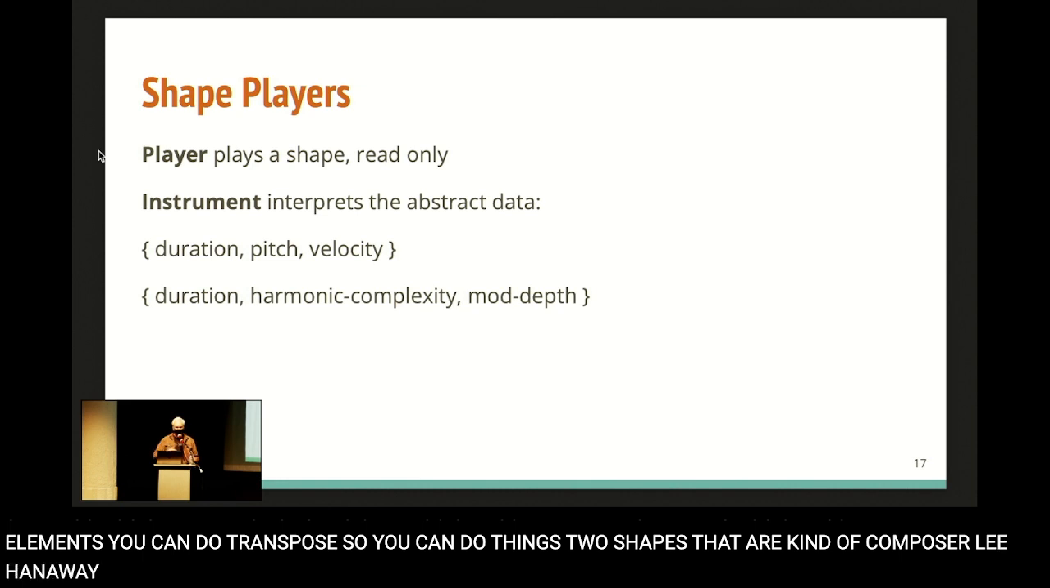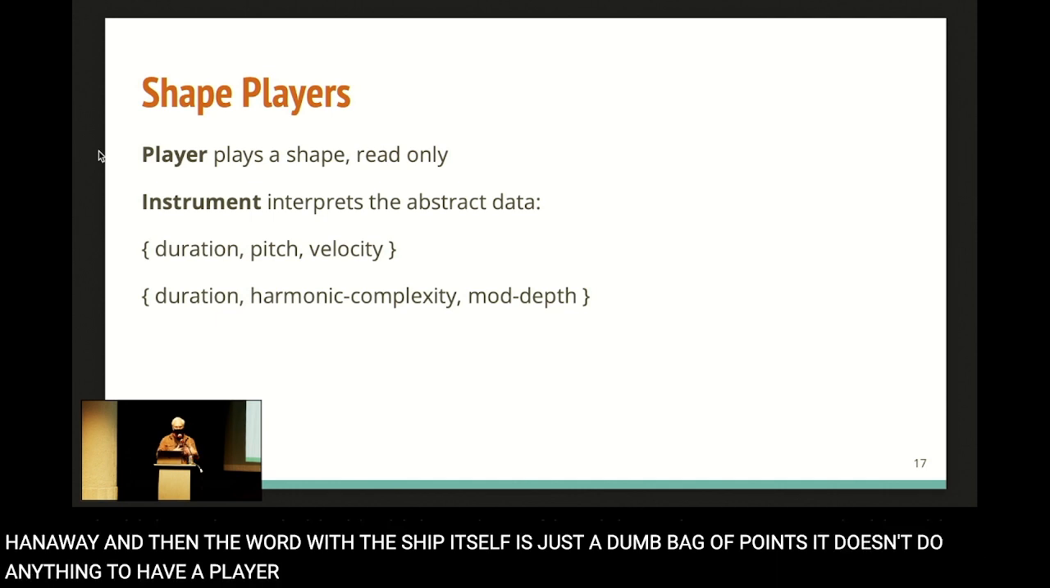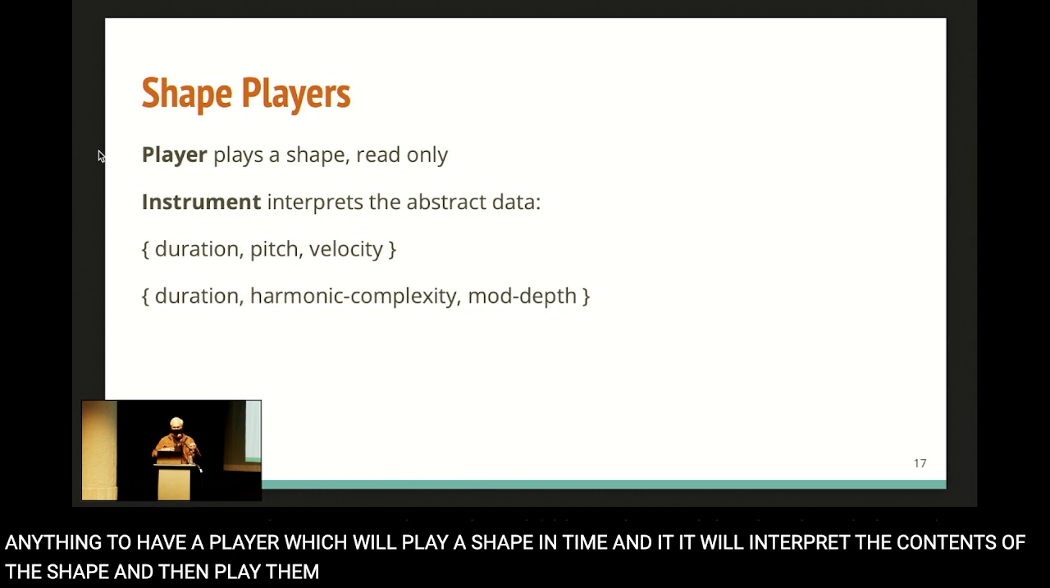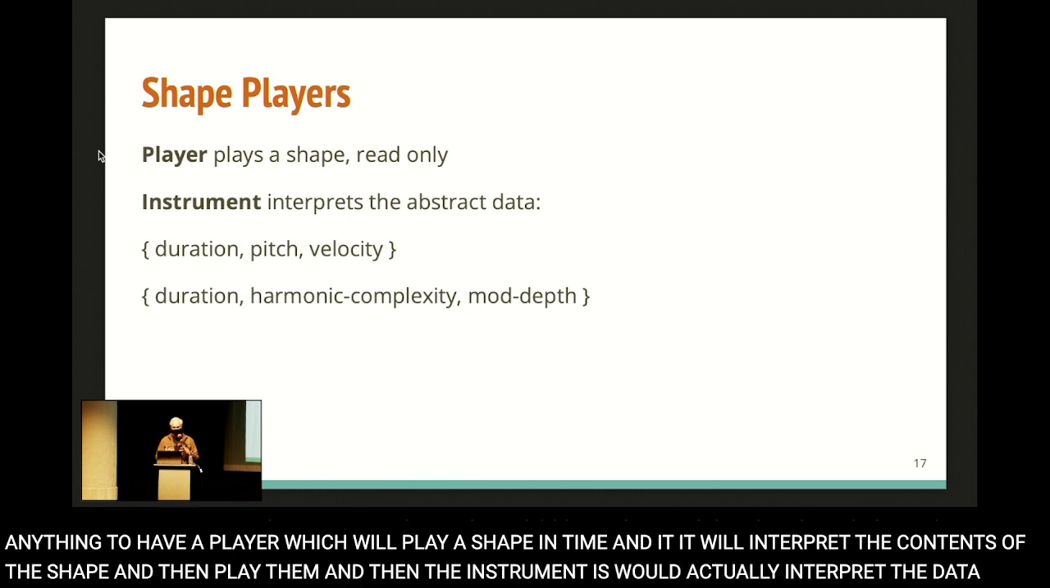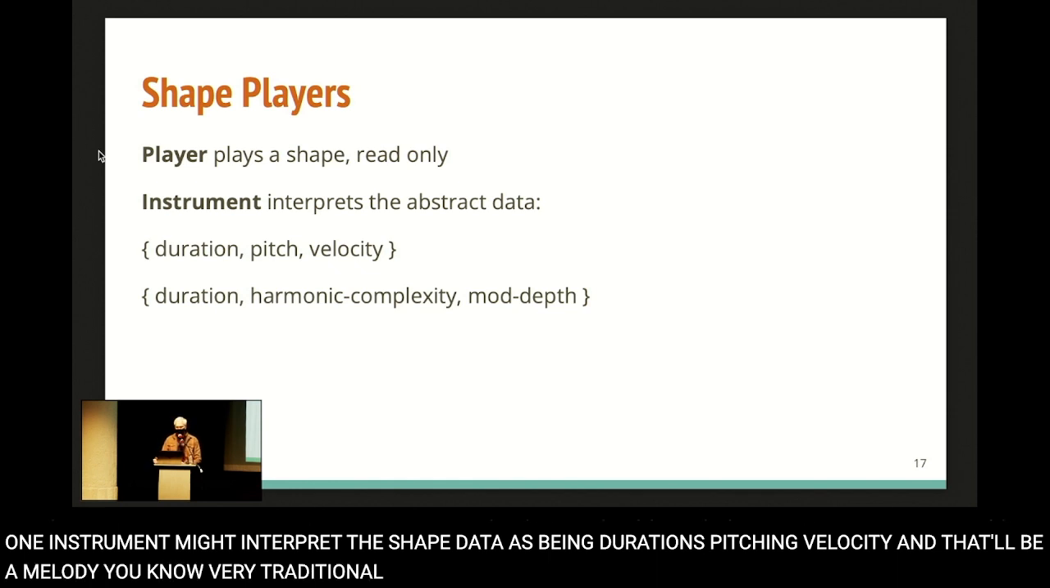But the shape itself is just a dumb bag of points. It doesn't do anything. So we have a player which will play a shape in time, and it will interpret the contents of the shape and then play them. And then the instrument is what actually interprets the data. So one instrument might interpret the shape data as being durations, pitch, and velocity, and that'll be a melody, you know, a very traditional kind of melody.